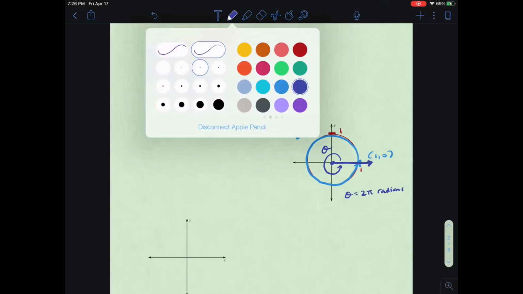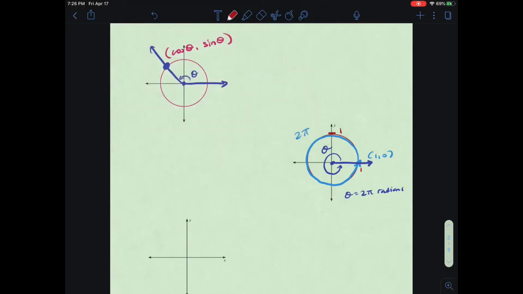And what's nice about this is if you can picture what 2 pi looks like, and they ask you what is cosine of 2 pi, well, we know cosine of 2 pi is just the x coordinate here. And I know sine of 2 pi is the y coordinate, which is just 0. And so you can easily find cosine of 2 pi and sine of 2 pi just by picturing the unit circle, and in particular looking at the point (1, 0).